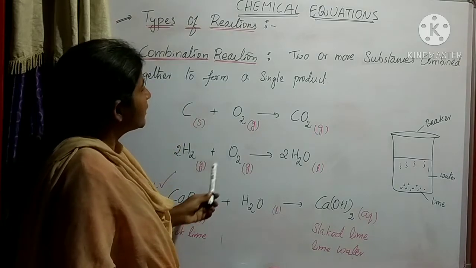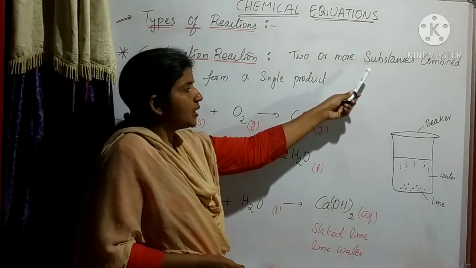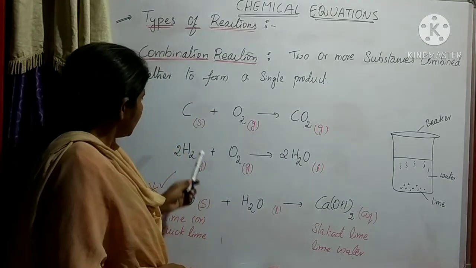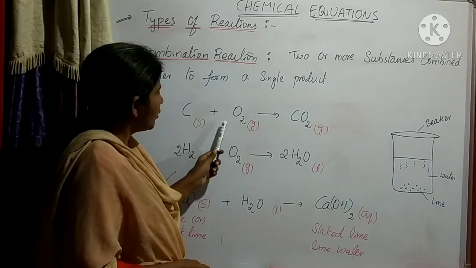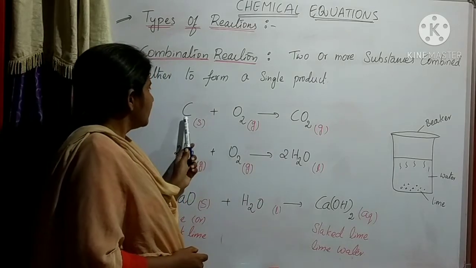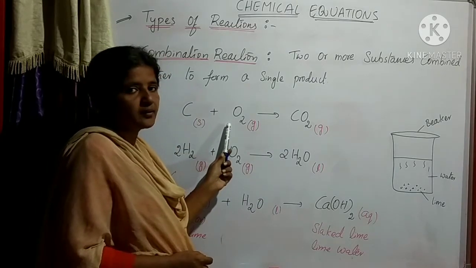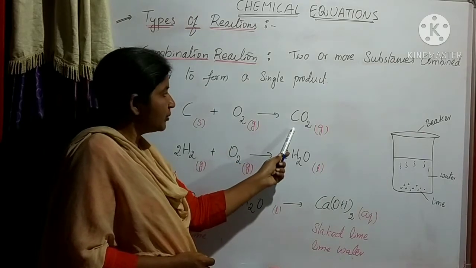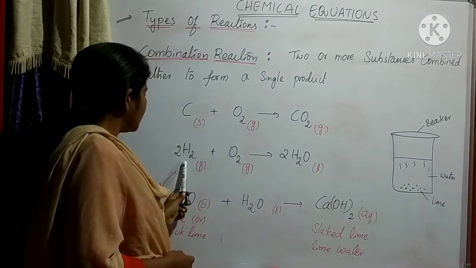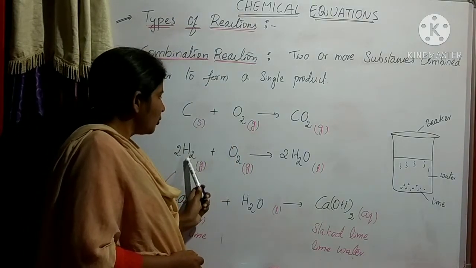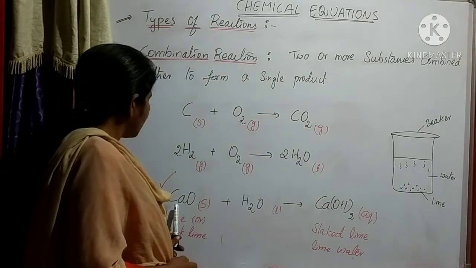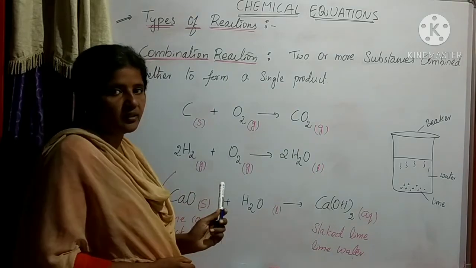In this combination reaction, two or more substances are combined together to form a single product. Look at this example. Carbon and oxygen both react together and form carbon dioxide. Here carbon and oxygen, the reactants, combine together and form a single product. So it is said to be a combination reaction. Next, hydrogen and oxygen both will combine together to form water, H2O. So it is also said to be a combination reaction.